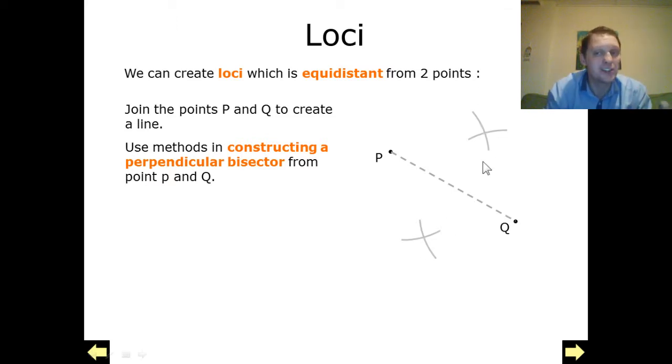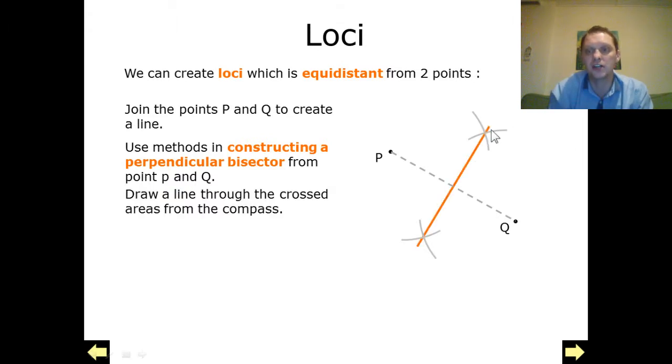I'm going to keep the compass the exact same, flip it over so the compass point is at point Q, and draw an arc going the other way. Where these two pairs have crossed, I'm going to draw a line using a ruler going straight through. Now along this line, this has created a path which is equidistant from point P and point Q all the way along here.